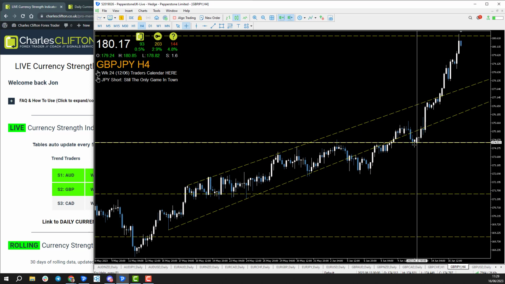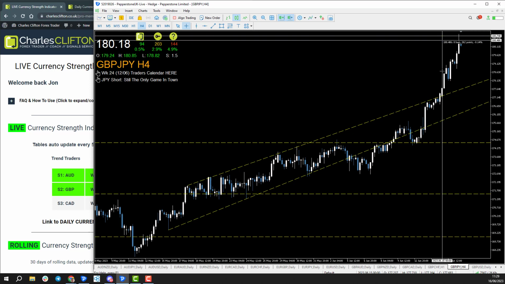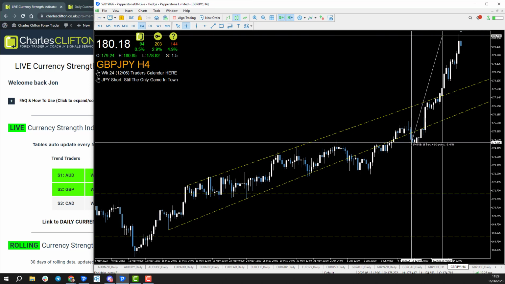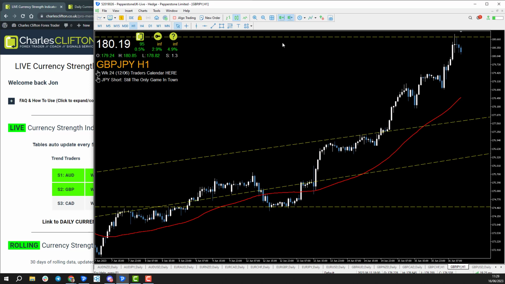So if you managed to get triggered on either of those and held those positions to the full targets, you would have been around about 500 pips or so, or 600 pips in profit. So maybe another opportunity here as well. Watching the hourly again, we've got this sort of trend line support running through here as well.